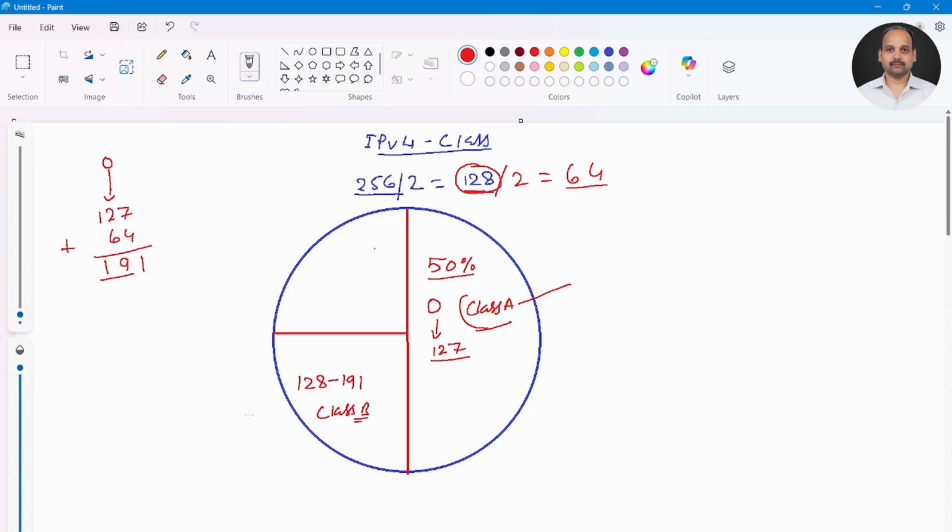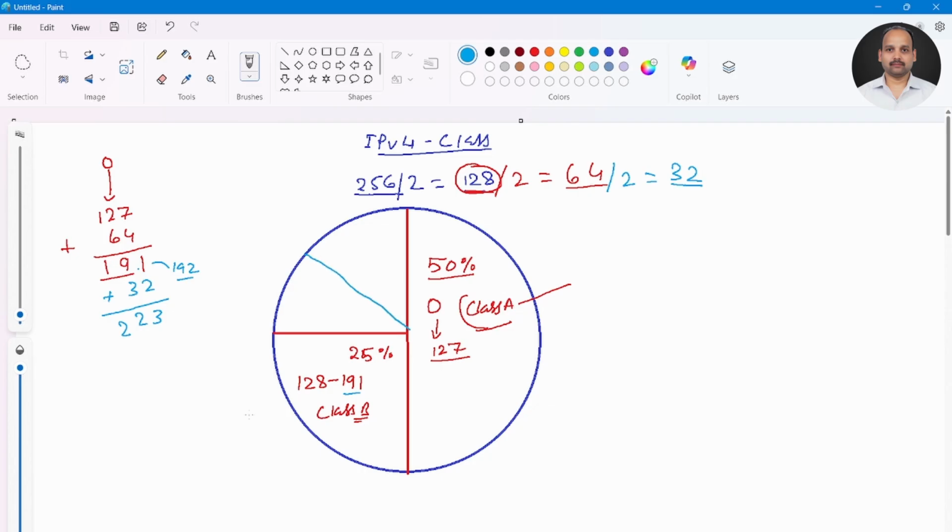This is the total range of 25%. Now whatever IP addresses remain, they divided into two parts again. That is 32. Since I have already consumed up to 191, my IP will start from 192.